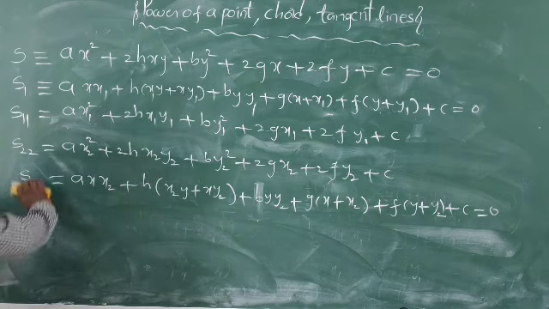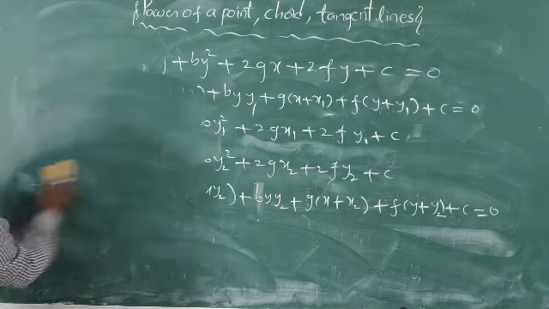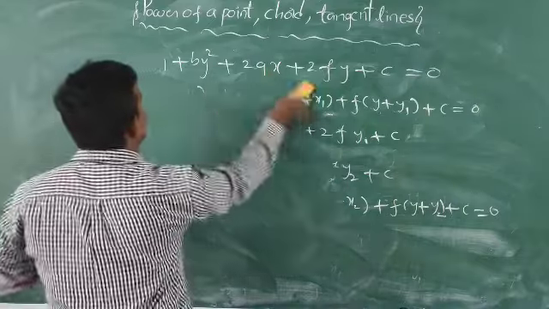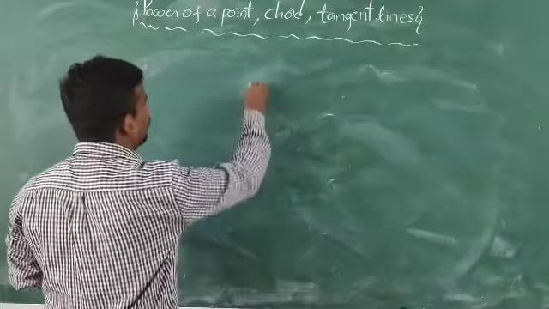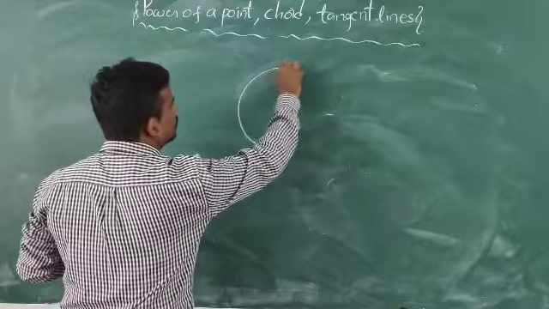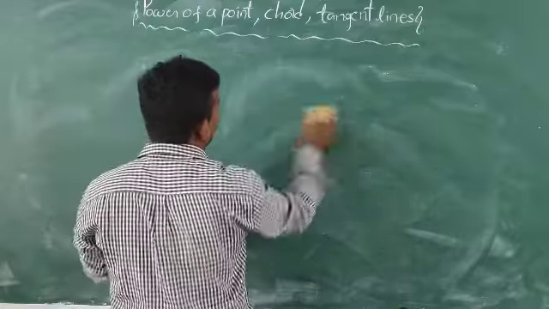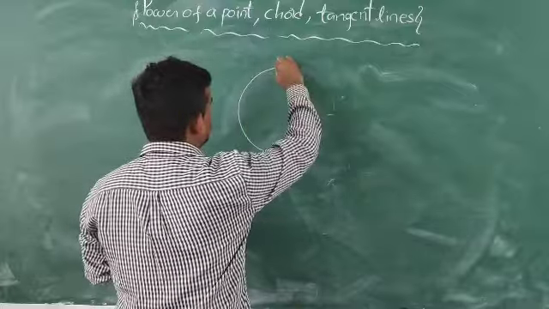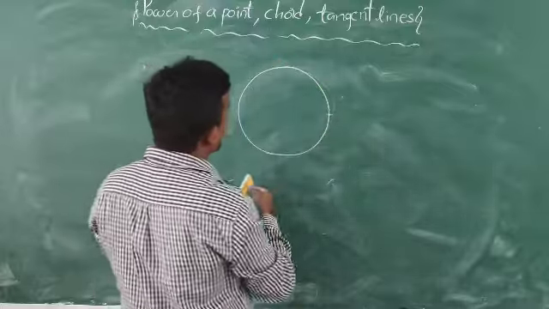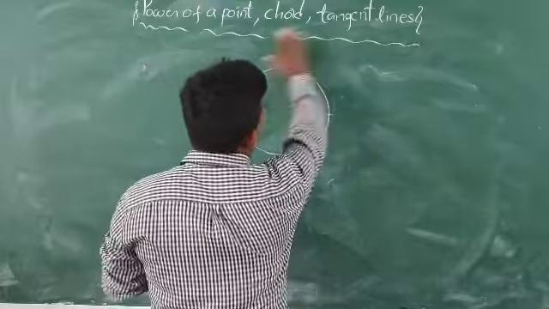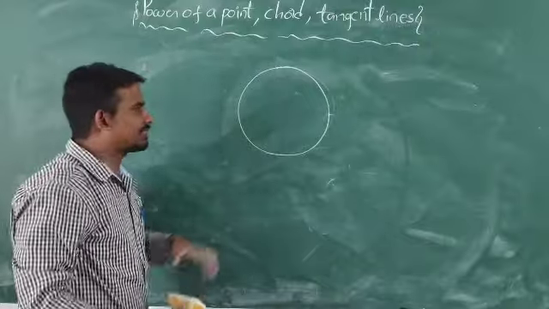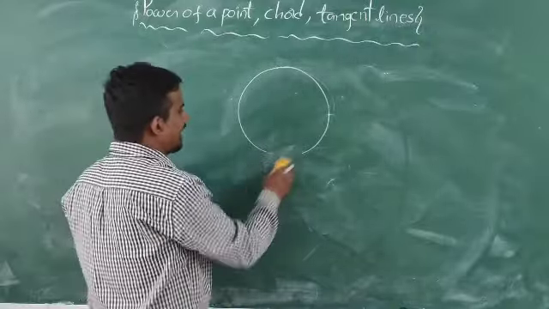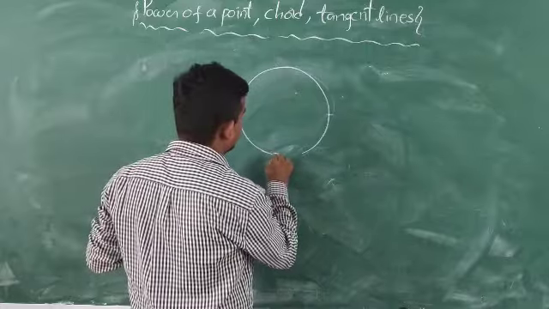Now I will explain to you the relation between a point and a circle on the same plane. Suppose you take any circle on the plane. It divides the entire plane into 3 distinct regions. One is the circle itself, another is inside the circle, and another is outside the circle. These are the 3 distinct regions divided by a circle on a plane.